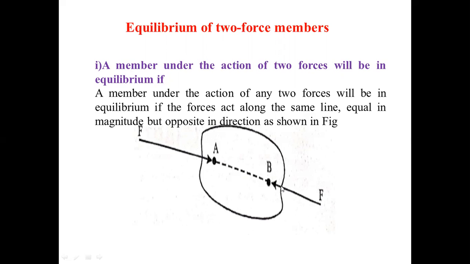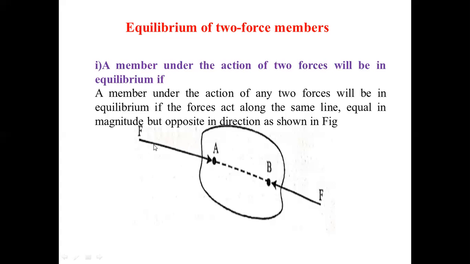So the points A and B, it is acting along the line AB. That is the first condition: the two forces must act along the same line. The magnitudes must be equal, that is F1 is equal to F2, and opposite in direction. So these are the conditions for the equilibrium of the two force member. First, the two forces F1 and F2 must act along the same line.